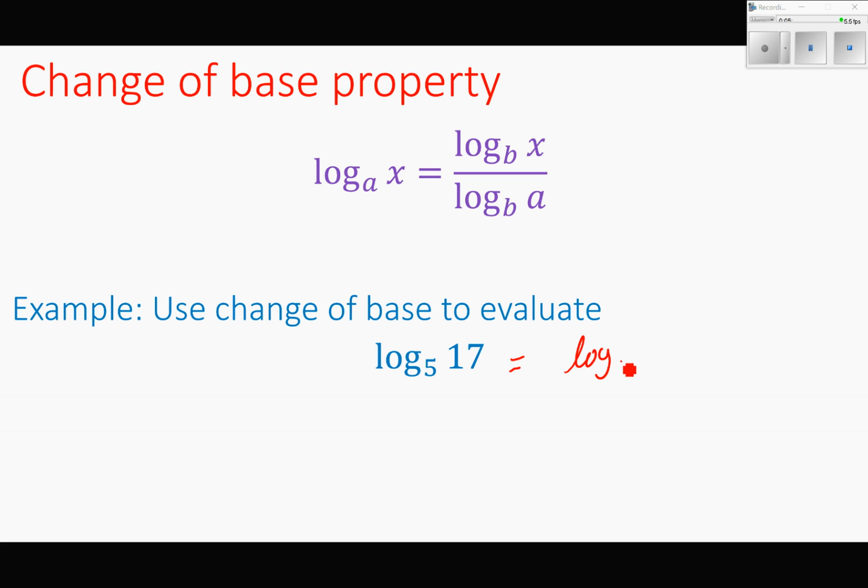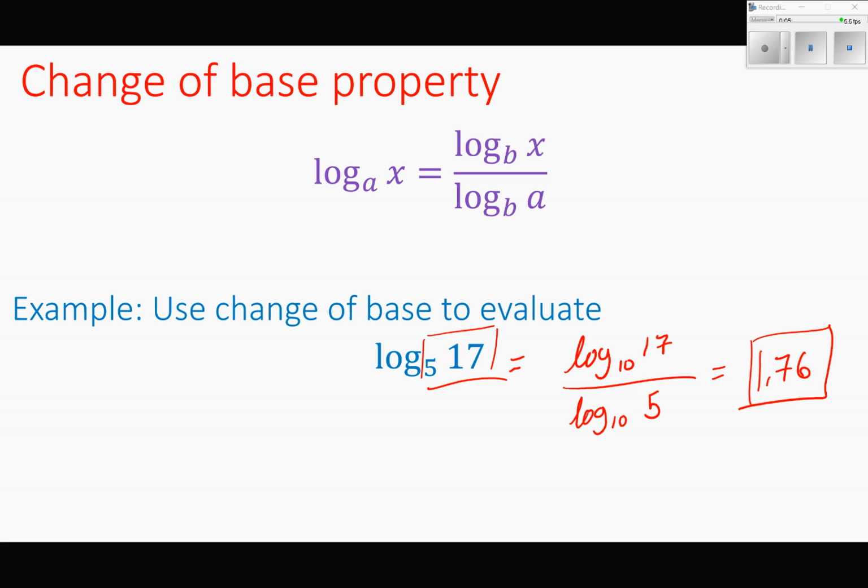I'm going to change this to log base 10. That's what my change of base formula lets me do. The 17 goes on top. Log base 10 of 5 goes on the bottom. It kind of gives you a hint how it's written: 17 is on top, 5 is our base, and we bring that down to the bottom. So when I work this out, log base 10 of 17 divided by log base 10 of 5 becomes approximately 1.76. My calculator will do that for me.